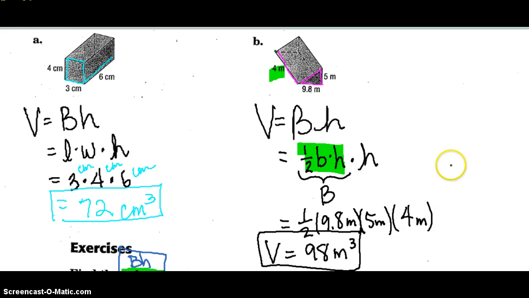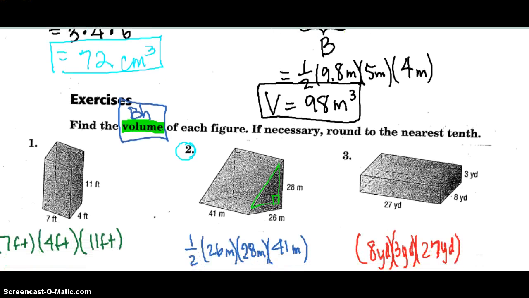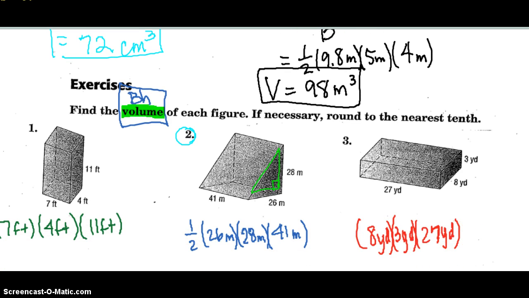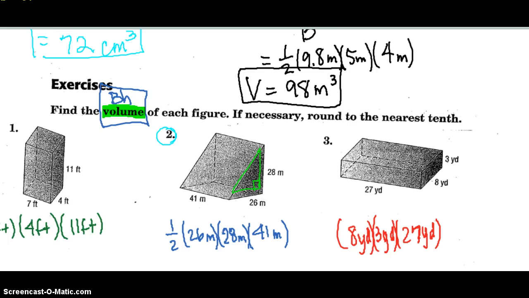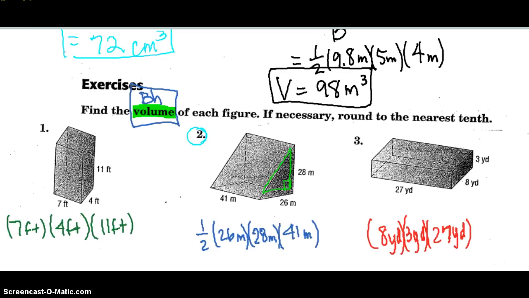I have 3 that I want you to try on your own. I did go ahead and set those up for you. Watch out for number 2 because it again is a triangular prism and not a rectangular prism where you can just do length times width times height. Number 2, you're going to have to take care of your triangle. Let me highlight this. This is your triangle, 1/2 base times height. This triangle that's in green is what you've got to take care of first, and then multiply times the height of the prism. So there they are set up for you.